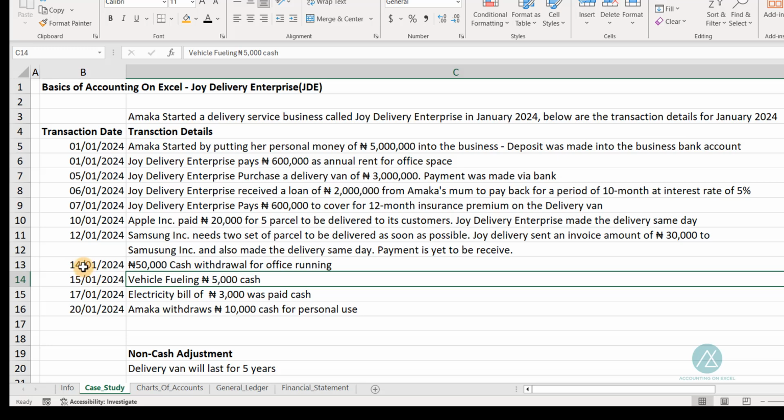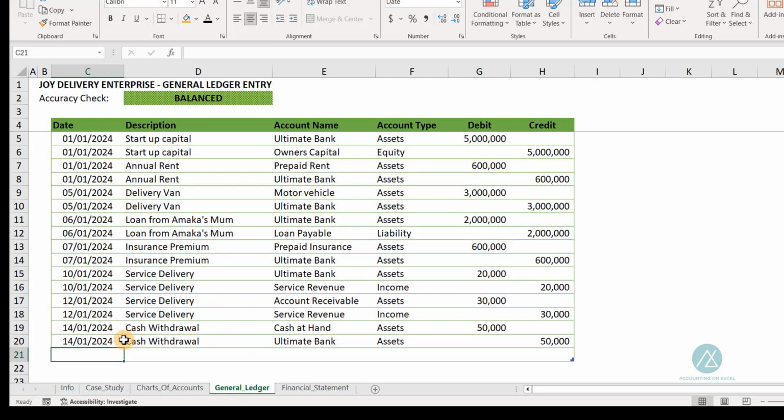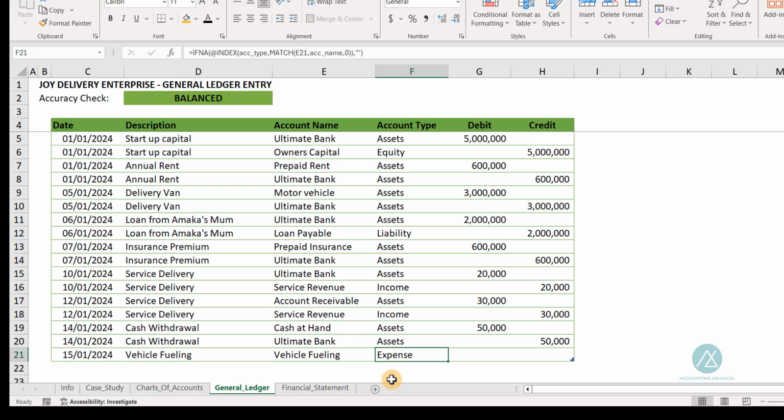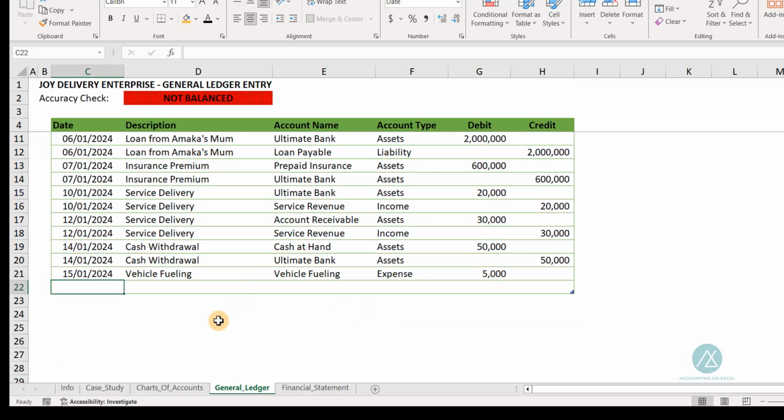It says on the 15th. Okay, this was on the 14th, now this is the 15th. Vehicle fueling, 5,000 cash. So we paid for vehicle fueling. Vehicle fueling is an expense account, so look for an expense account. Okay, this is vehicle fueling. Good. So we paid 5,000 cash, right? We'll debit it because for every expense that we incur, it will increase the expense account.